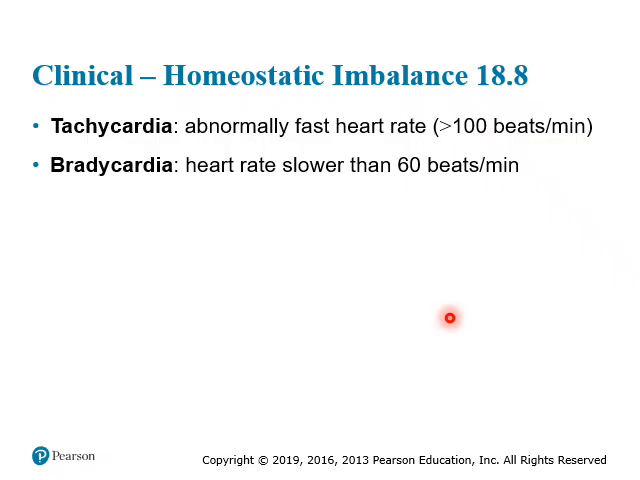And here you go, more of the words that you need to remember in homeostasis of the heart. Tachycardia is an abnormally fast heart rate, beyond 100 beats per minute. Bradycardia is when the heart rate is slow, slower than 60 beats per minute.